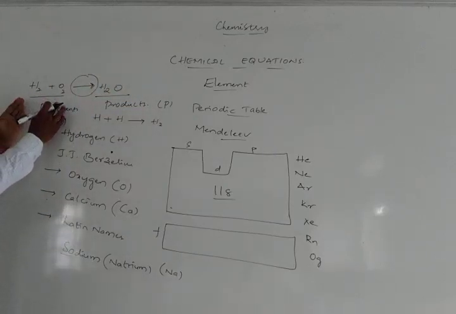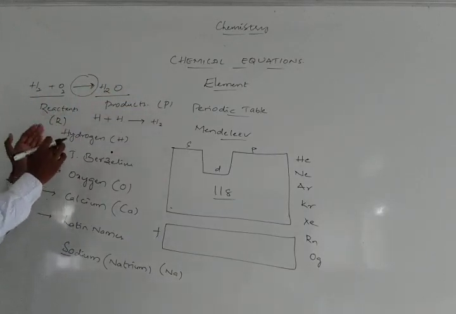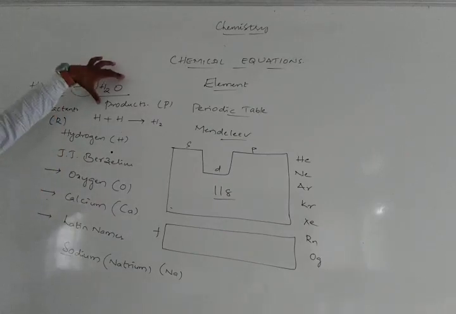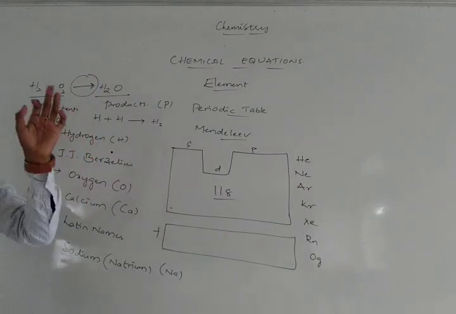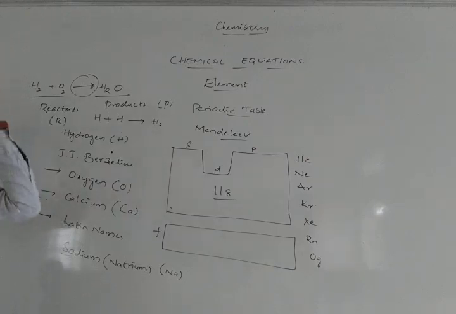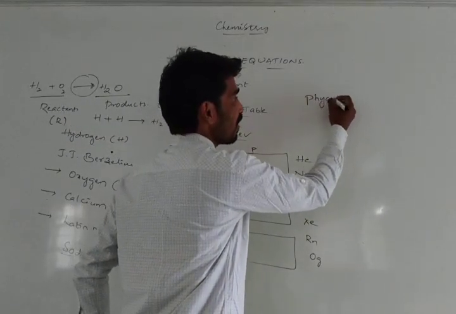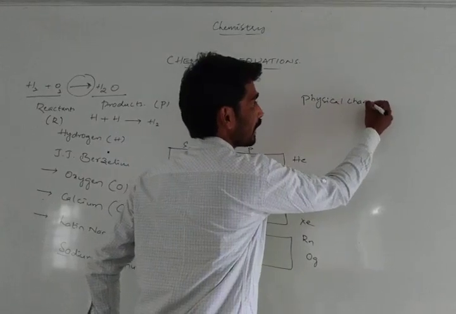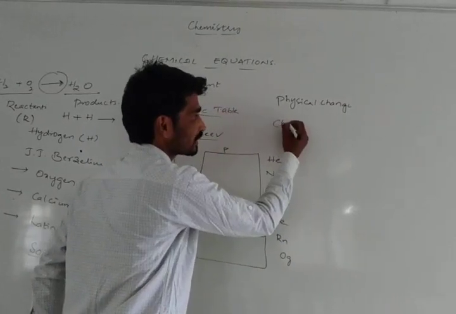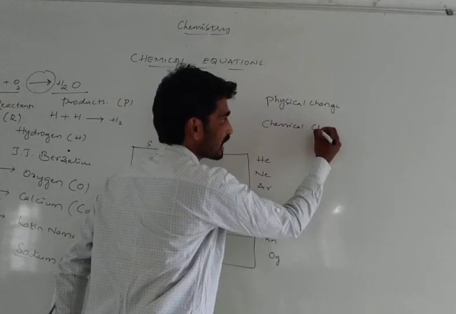So when two dissimilar elements or two similar elements combine together, they form one particular compound, and they undergo some changes while forming the compound. What are those changes? The first one is considered a physical change, and the next one is considered a chemical change. What is the difference between physical change and chemical change?